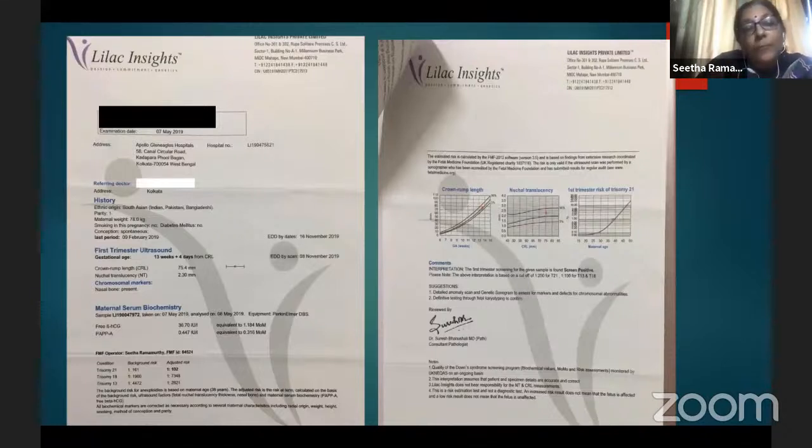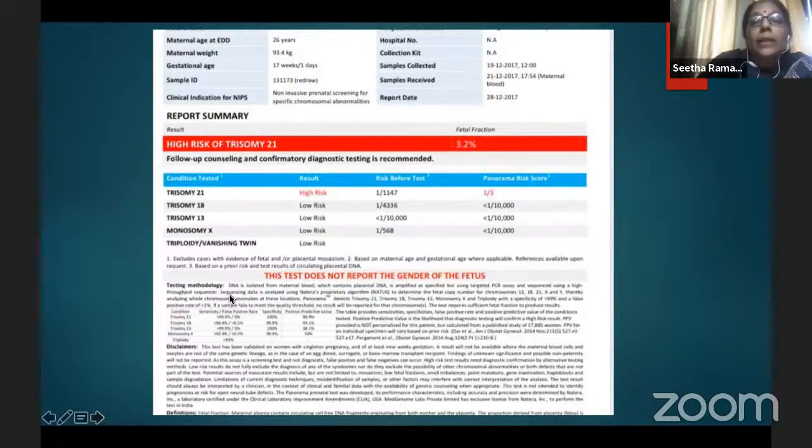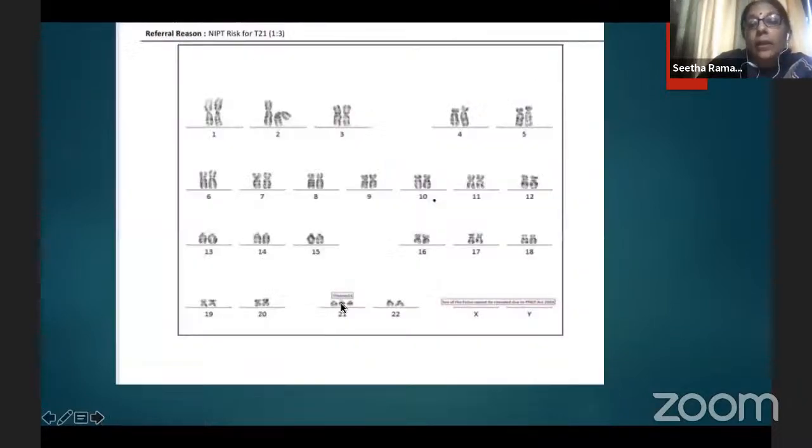And if the NT is obviously abnormal, we wouldn't go for another screening test. So again, look at the analytes and see what is causing the increased risk, intermediate or high, and then deal accordingly. Another case, this was an IVF conception. She had a risk of 1 in 50. Again, NIPT would not have been recommended, but she did go in, and this came in as high risk, and rightly so. She needed invasive testing, which was done and confirmed trisomy 21, which she then terminated.